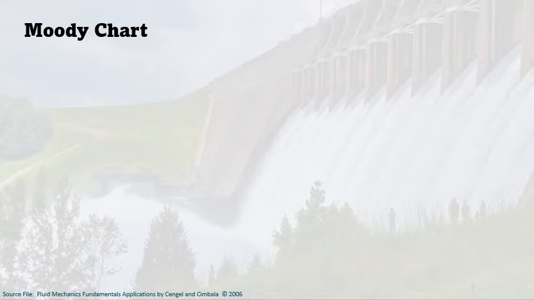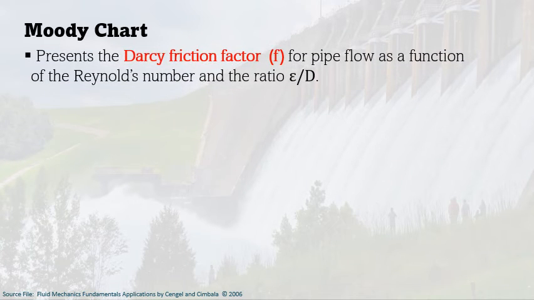In analyzing turbulent flow, it is important to use the Darcy friction factor. But since we cannot directly use some formula, it may be helpful to use the Moody chart. The Moody chart represents the Darcy friction factor for pipe flow as a function of the Reynolds number and the ratio of epsilon to the diameter over a wide range. It is probably one of the most widely accepted and used charts in engineering. Although it is developed for circular pipes, it can also be used for non-circular pipes by replacing the diameter of the pipe with the hydraulic diameter.